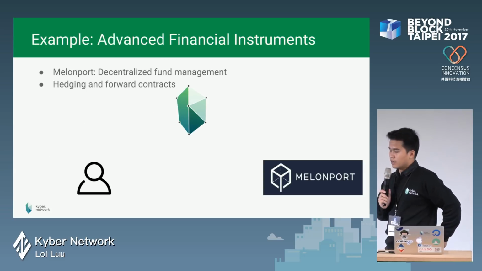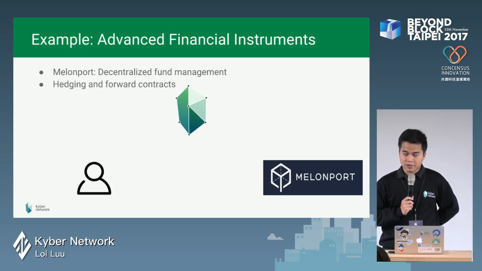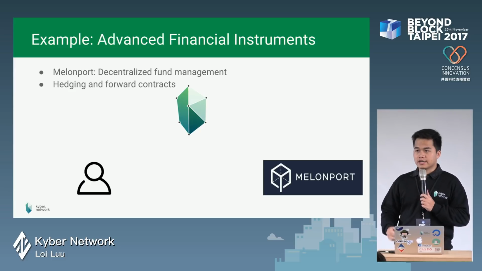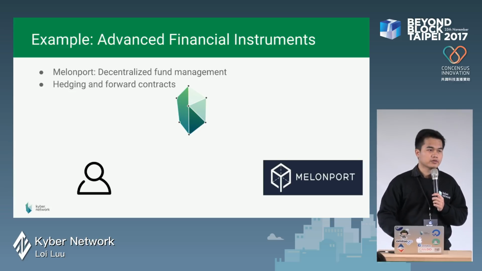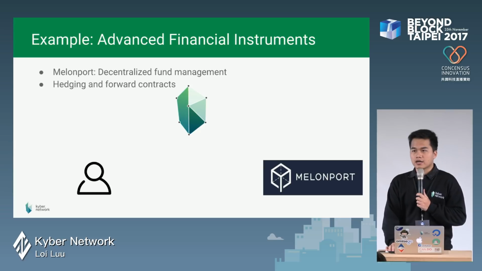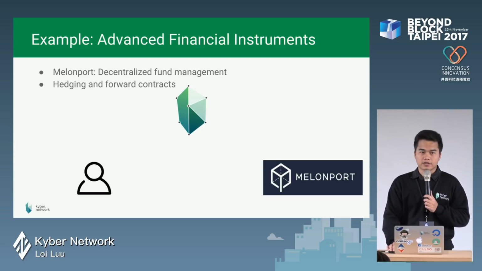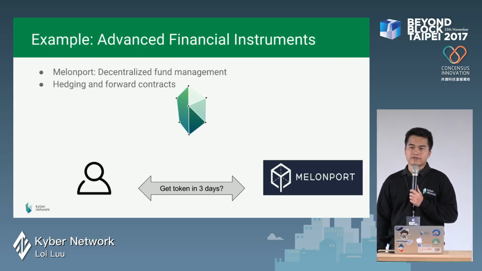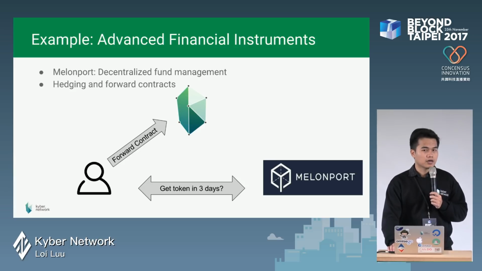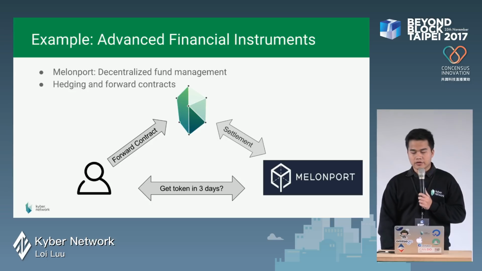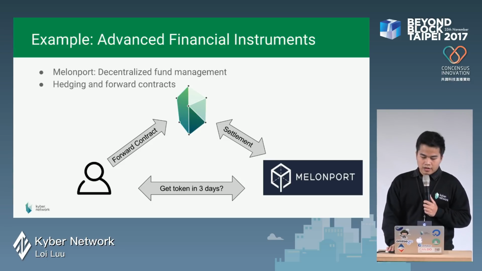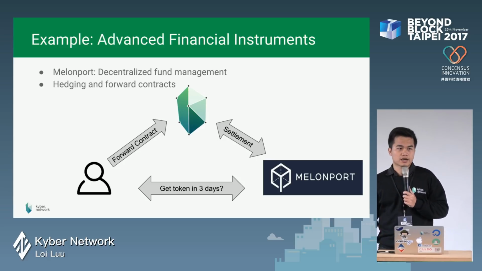So here is one simple example of how a complicated application like Melonport, a decentralized fund management platform, can integrate with Kyber, right? So Melonport allows everyone to contribute their coin and token to some decentralized fund, and they can get dividend or profit or whatever from the fund, right? And if you know that you are going to get some Ether or some Omisego in the next 3 days, and you see that the rate of Ether is super high today, and you want to sell all your future Ethers, what do you do? So you can have a forward contract with Kyber, and Kyber can talk to the Melonport contract, and we will do the settlement in 3 days, and we can offer you the price today, right? And you do not need to trust Melonport or Kyber at all, right? Everything is done on the smart contract.